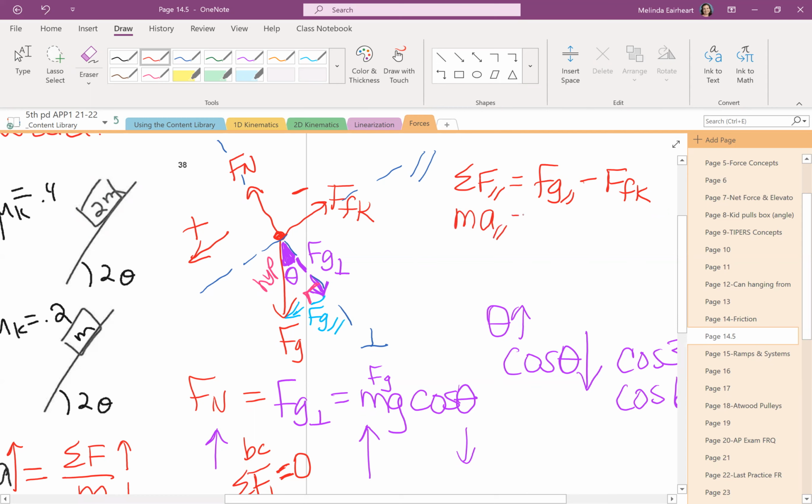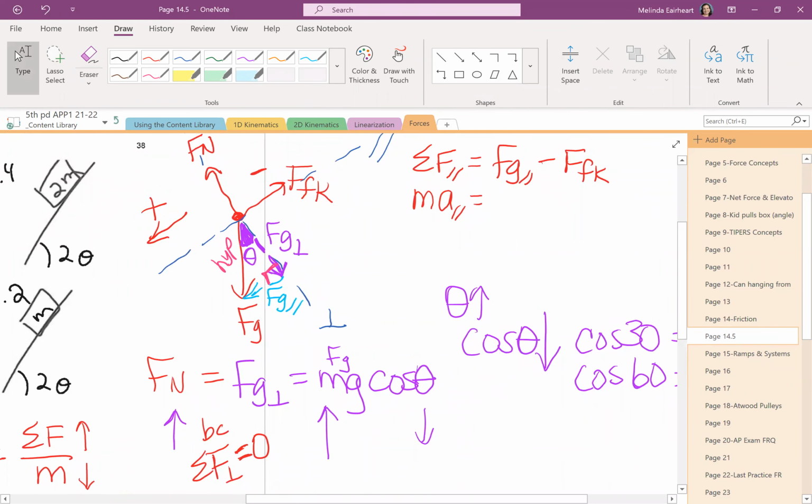It's corny, but hopefully you don't forget on next week's exam, on the May exam, F net is not a force that you can actually make contact with somebody. I can't F net you. F net is the summation of it all, and it leads to mass times acceleration.